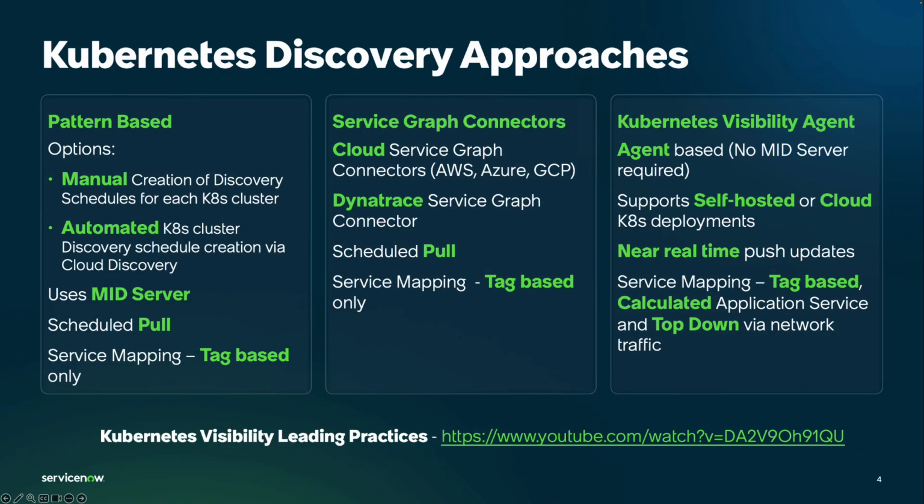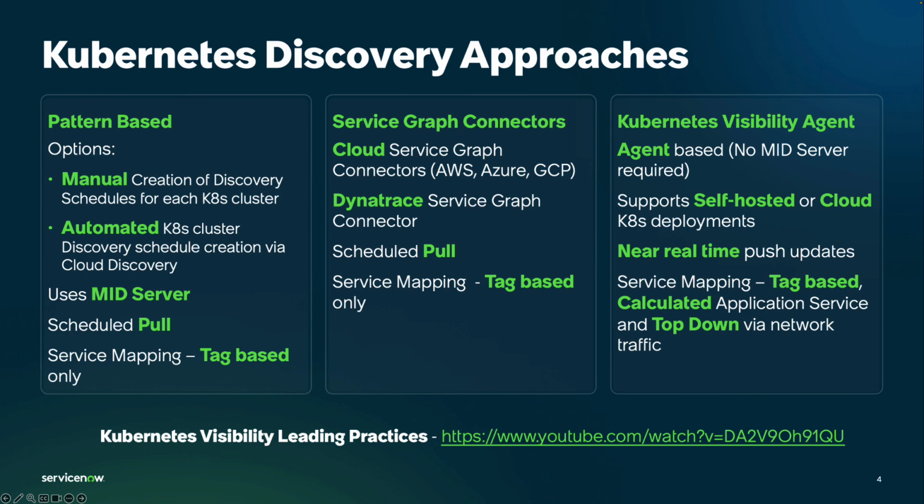With Kubernetes discovery, we have a number of approaches we can take, including pattern-based discovery options, a bunch of service graph connectors, and KVA. Each do have their place and come with their own trade-offs. For a deeper look, I've included a link at the bottom to our leading practices video.